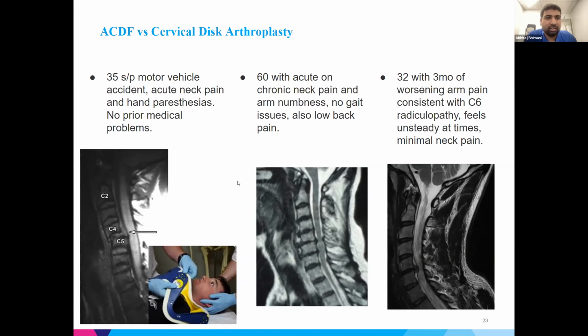Yeah, absolutely. So the first patient, you can see a 35-year-old patient with motor vehicle accident, and you can see on the scan that there's an instability and an anterolisthesis of the cervical spine 4-5. This patient is not a candidate for arthroplasty. We definitely need some sort of instrumentation and stabilization. So in between ACDF and arthroplasty, I would do ACDF 100%.